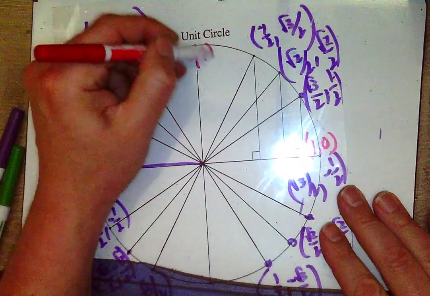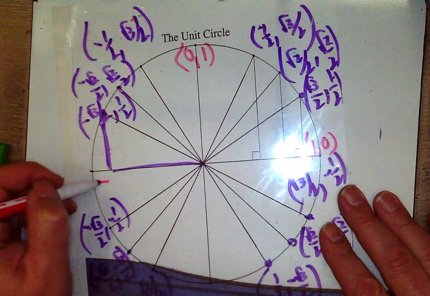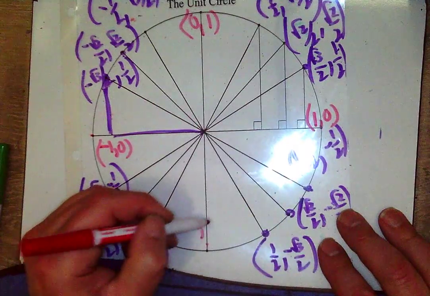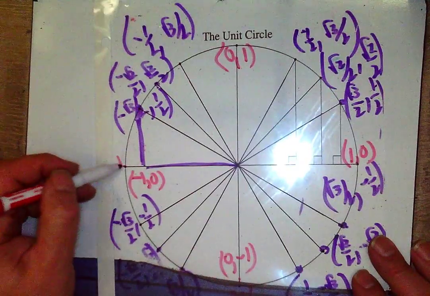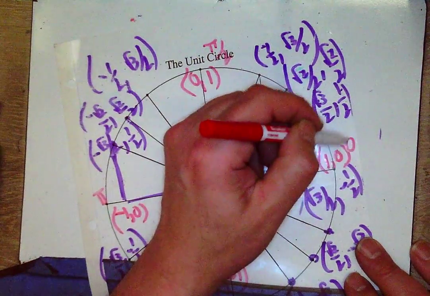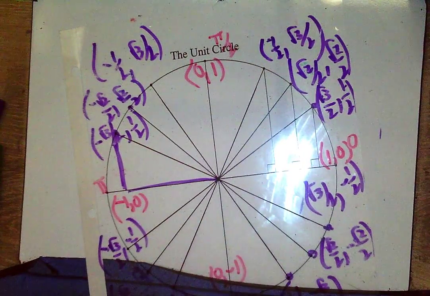This one is 0, 1. This one is at pi, negative 1, 0. And down here at 3 pi over 2, 0, negative 1. Pi over 2, 0. Okay? Excellent. So, you need to know this thing.